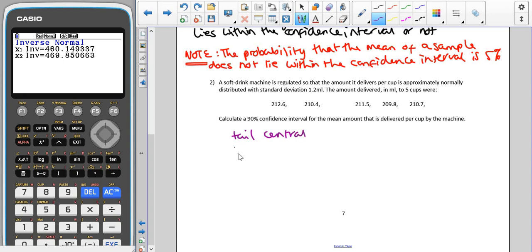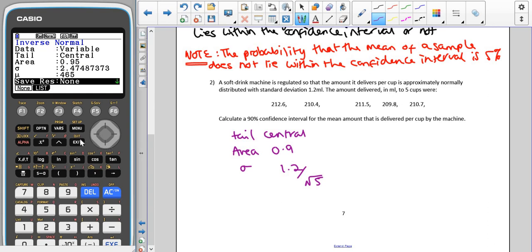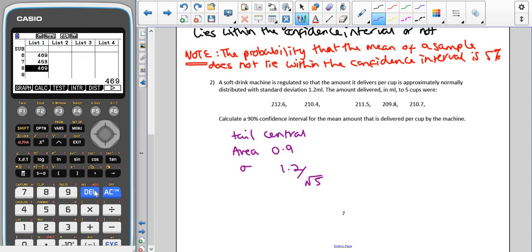Our area is going to be, this time, 0.9 because we're looking at a 90% confidence interval. Our standard deviation, remember that 1.2 is the standard deviation of the population, divided by the square root of our sample size because we have to use central limit theorem. And for our mean, we need to find the mean of these 5 numbers. So again, we're going to type those into list 1 in our calculator.